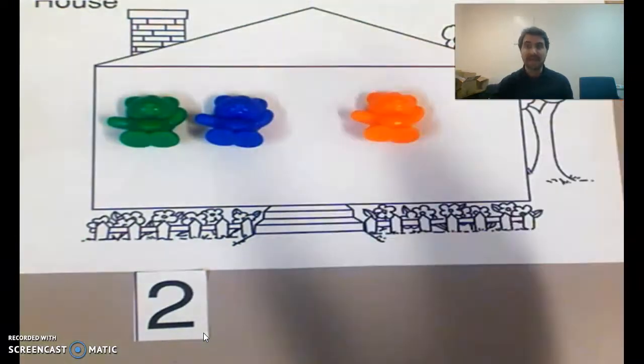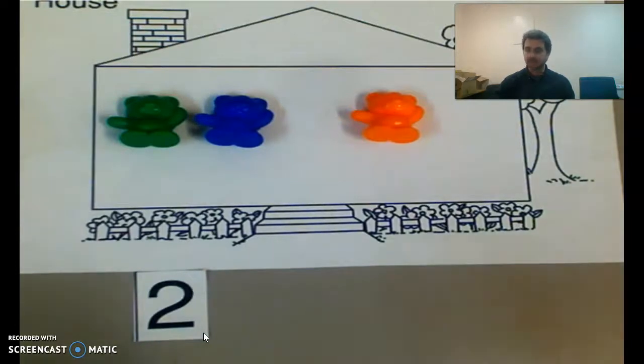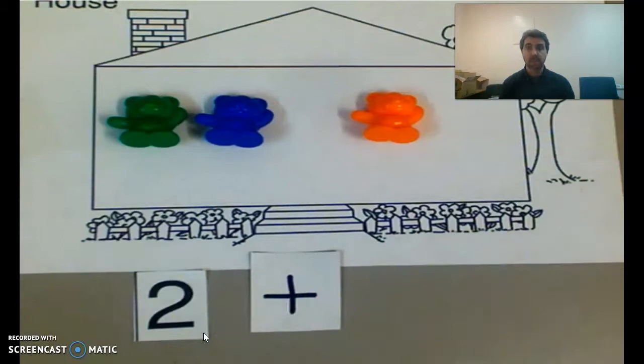Okay, so we just added another bear to the house. So remember I said this symbol, the plus sign, the plus is called a plus sign. It looks like this. You can go like this, or you can go like this. Okay, so the plus sign means to add.